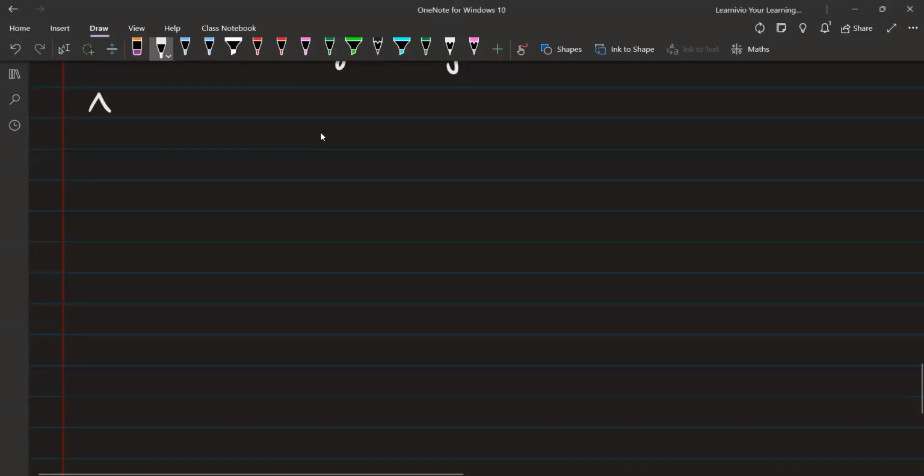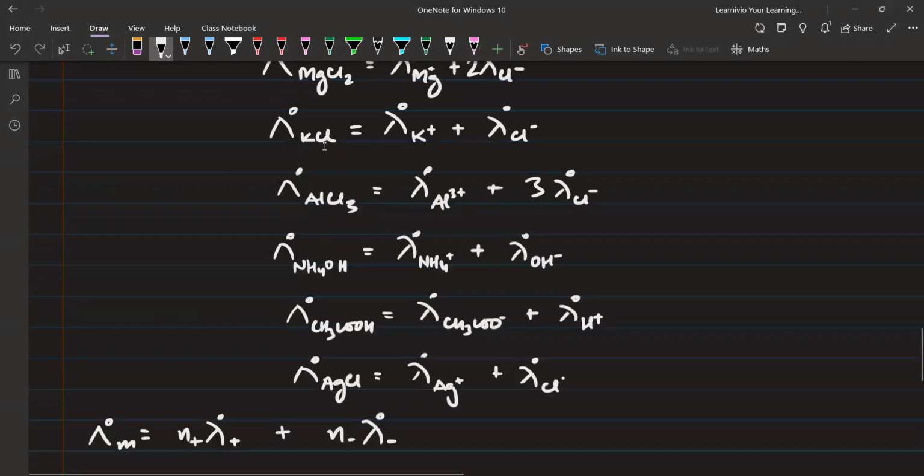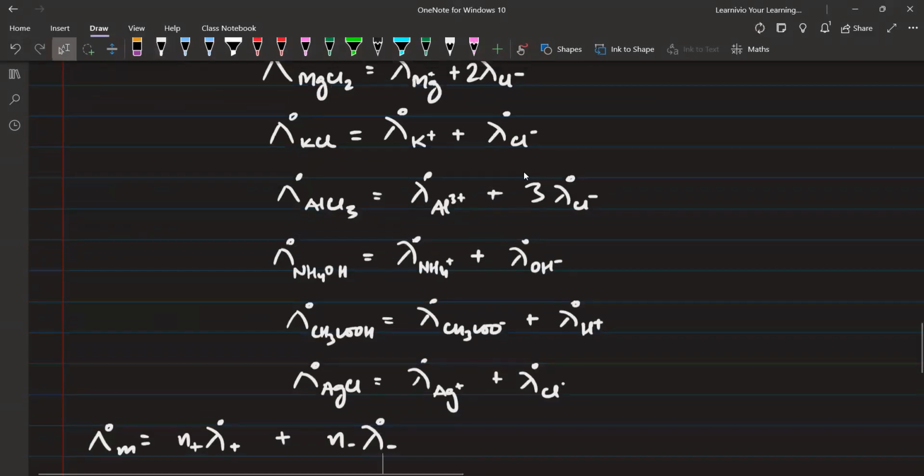So we can say that lambda naught m is equal to the number of cations into the molar conductivity of each cation plus the number of anions multiplied by the molar conductivity of each anion, है ना? जैसे for example जब आपके पास Al2(SO4)3 था, तो you are multiplying p, what does this p show? The number of ions, है ना, the number of anions we are having.